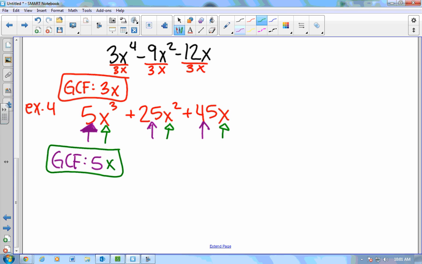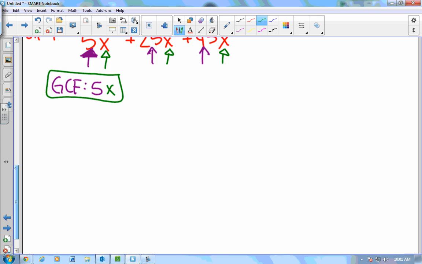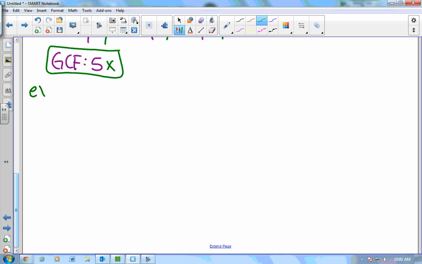Now, for our next type of problem, we're going to use that. We're going to actually take that greatest common factor and factor it out and see what is remaining. Okay? So, what is the factored form? We'll be doing factoring today and the next, I think, 2 more days. Factoring, factoring, factoring. We'll be doing that a lot. What am I on? Example 5?